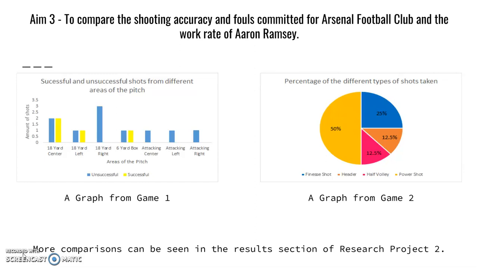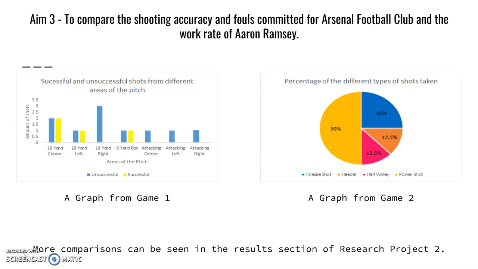I also created a graph using successful or unsuccessful shots and pitch areas, but using the data from game 2. This is the same for every graph that I made so that I could have the same categories of data from each game to see which game was better or worse. These graphs can be seen in the results section of Research Project 2, which I will show in a minute.